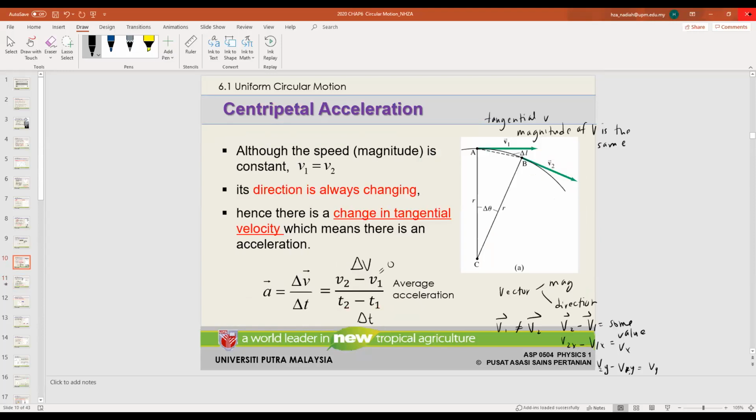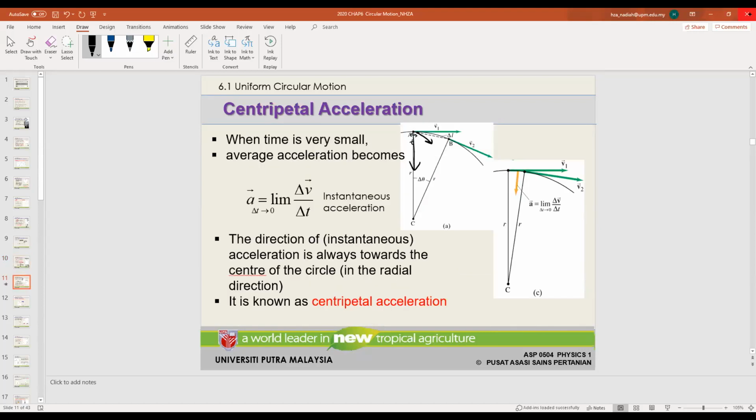Okay, just now we derived the average, right? But the instantaneous is more accurate to describe centripetal acceleration. That is all that you need to know here.